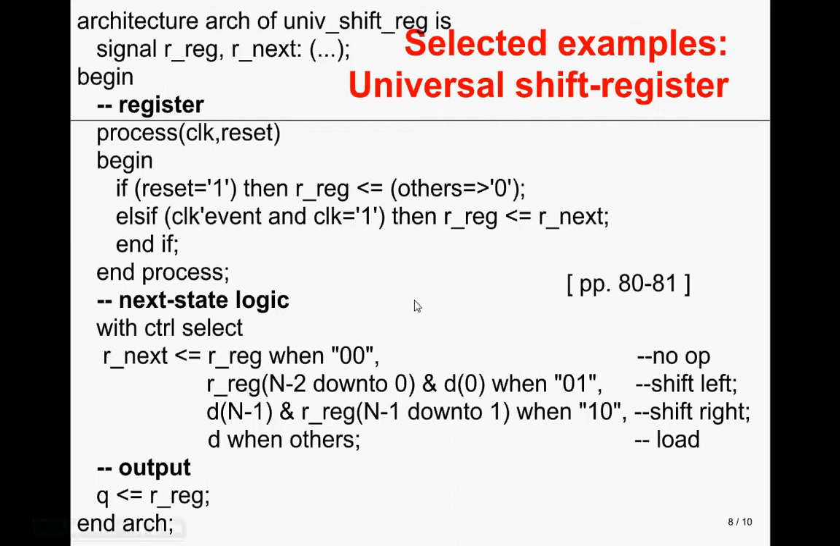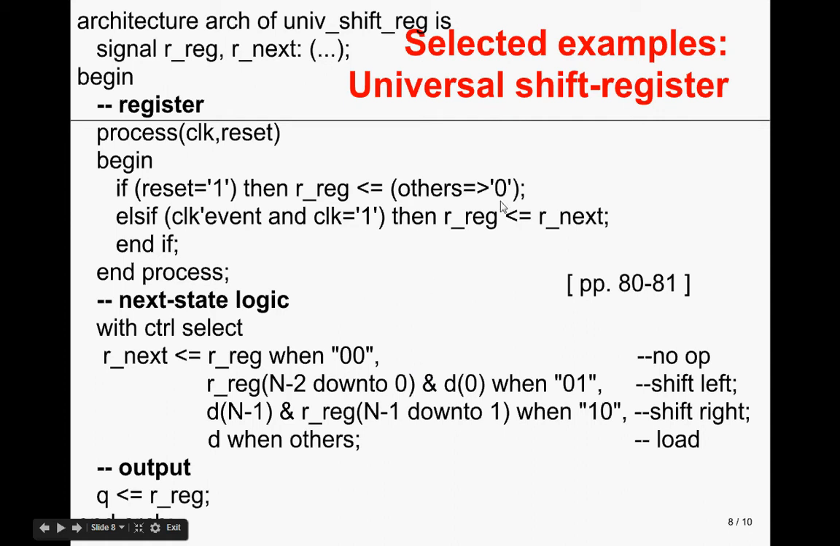I strongly recommend that you go to pages 80 and 81 of the book, see what listing corresponds to the universal shift register, and then just open this example in the Xilinx design tool in the project navigator and create a simulation, so create a test bench for this circuit and see the waveforms that result from simulating this code.